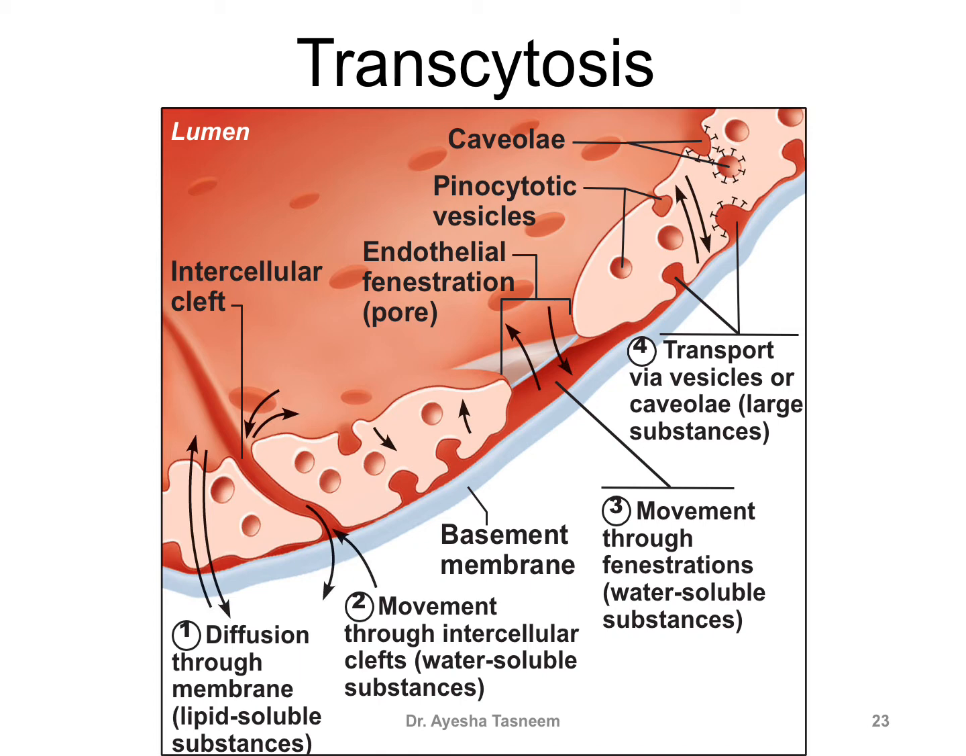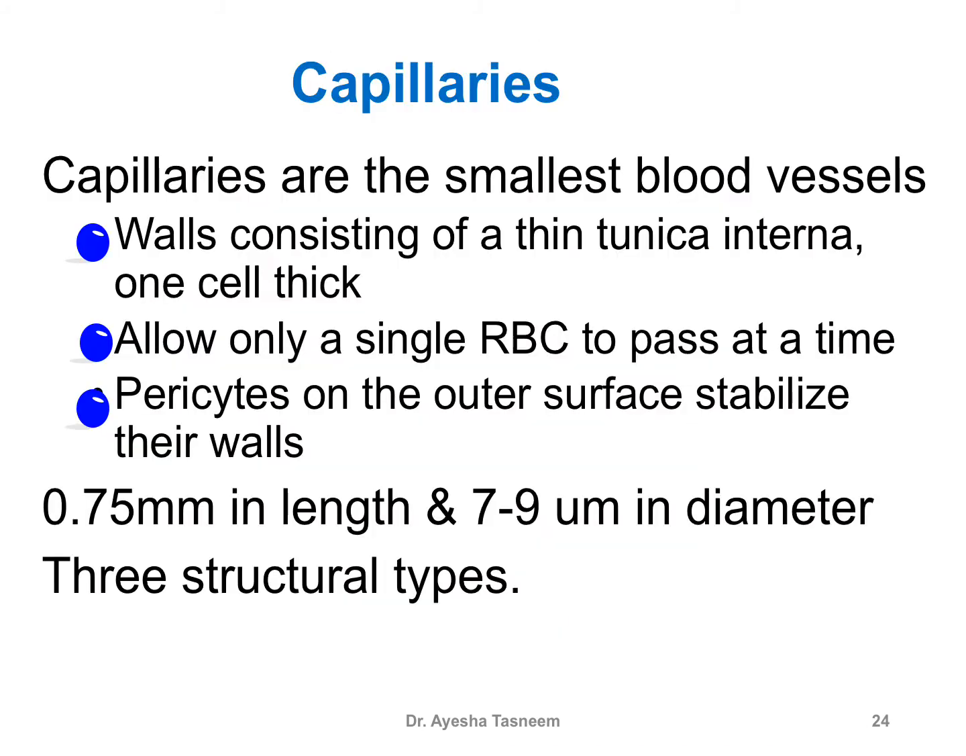They are basically vacuoles. They are formed, and they enter from one side of the cell and they are excreted from the other side of the cell. This is the basic mechanism of transcytosis. Then the diameter of the capillaries is mostly 5 to 9 micrometers.